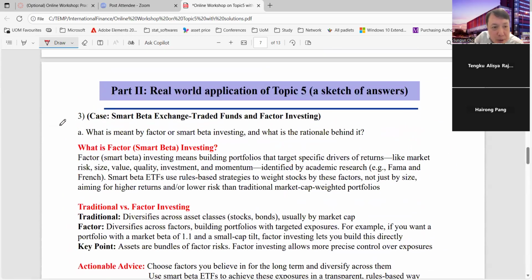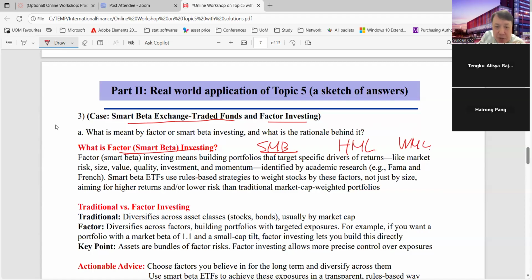Part two, the final one, is about the case study: smart beta, exchange traded funds, and factor investing. These questions are just definition questions. The first one: what is the meaning of factor investing? Say you are implementing an SMB strategy, buying an ETF on SMB, buying an ETF on HML, buying an ETF on winner minus loser. What I'm trying to say is that factor investing is investing in the factor itself.